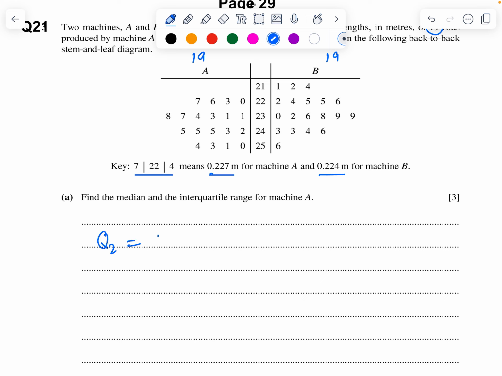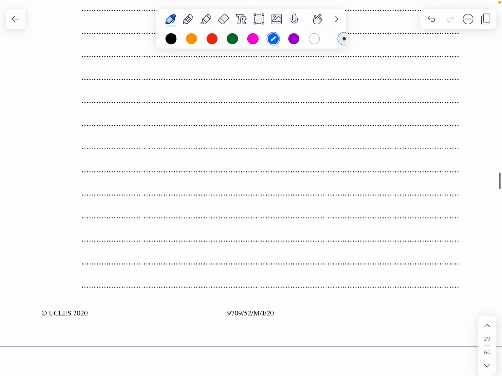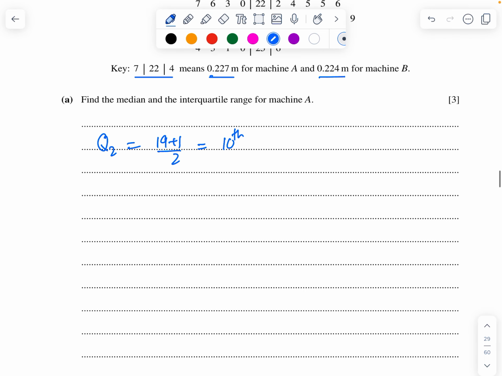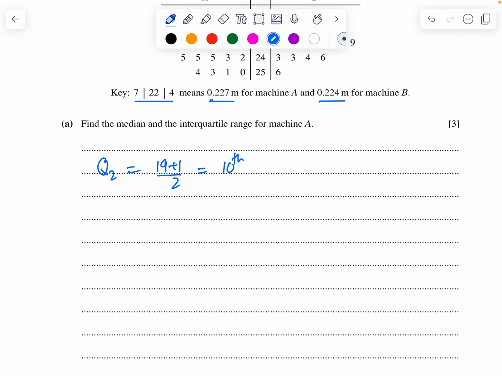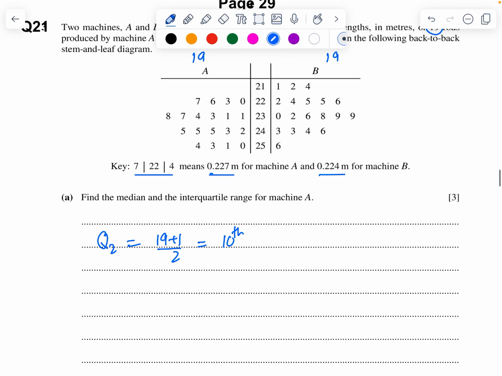So median: 19 plus 1 divided by 2, the 10th term. So which is the 10th term? This is from May June 2020, same paper 52. If you check it out, the 10th term will be 0.238. This is going to be my Q2. So there are 9 terms on the left side and 9 terms on the right side.